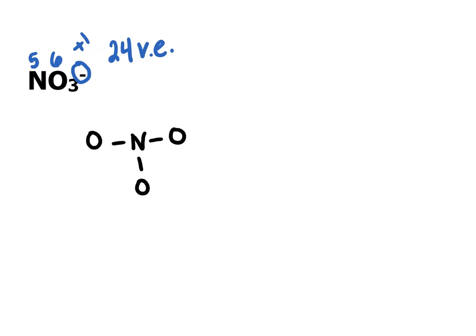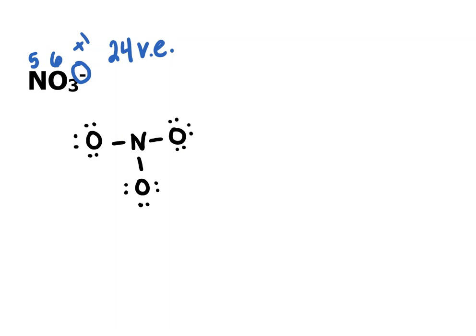Okay. When we go to put them on, we always start with the outside atoms. Make sure they have their octets first. Oxygen does need 8. Okay, and I got those all on. Let's count. How many have I put on already? And you can kind of see it's like 8, 8, 8. Remember the bond counts as 2. So I already have 24 on there.